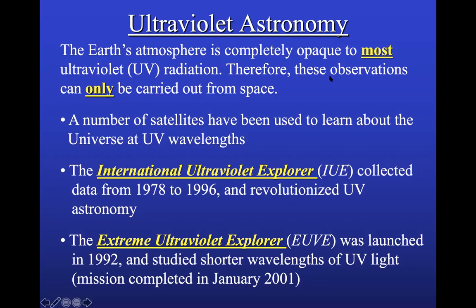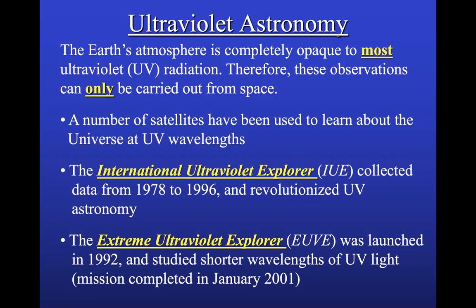So most of these ultraviolet radiations are opaque to our atmosphere, right? Which means they don't go through the atmosphere. So we have to go to space again to make observations in the ultraviolet region. There are several telescopes that have been built to make observations in this ultraviolet region, and one such instrument is the International Ultraviolet Explorer, or IUE.